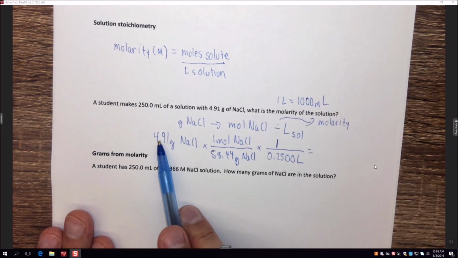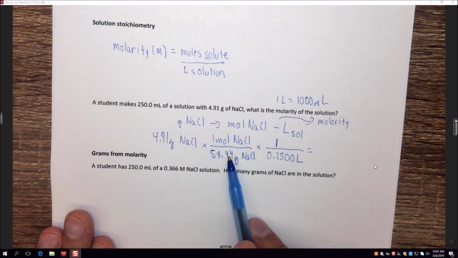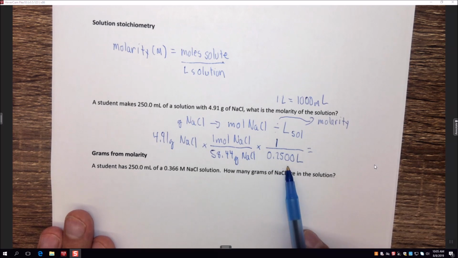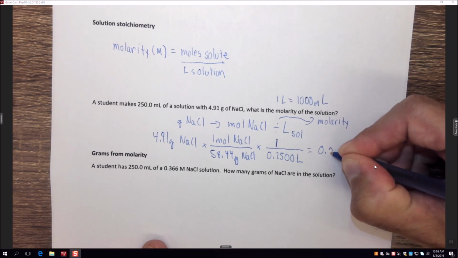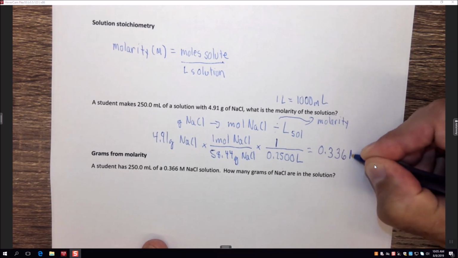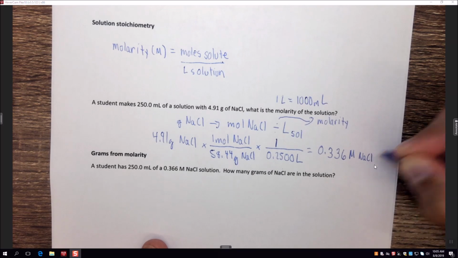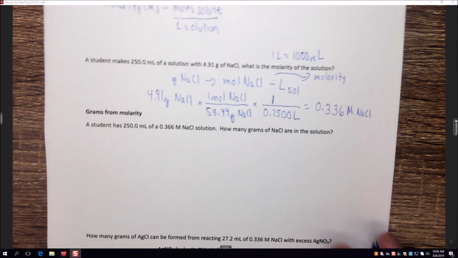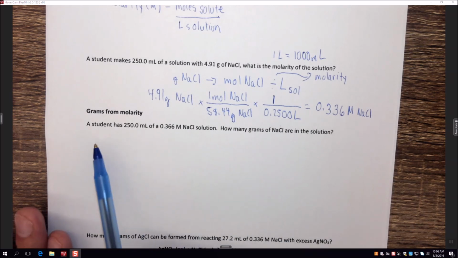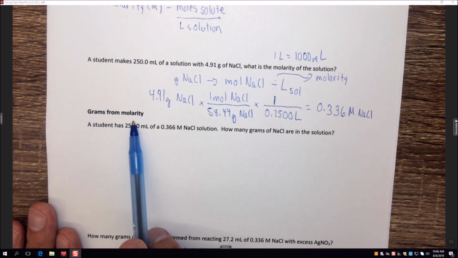And when I do that, I take 4.91 times 1, divide by 58.44 times 1, divide by 0.250. And when I do that, I get 0.336 molar NaCl. So molarity is another unit, which includes moles, which is very useful in stoichiometry problems. Now, let's look at another example where we're going to find grams from the molarity.